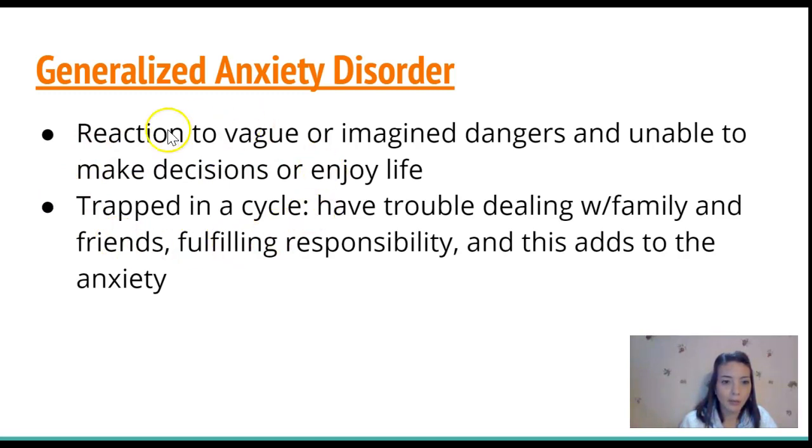So these people, they're trapped in this cycle. They have trouble dealing with family and friends. They have trouble fulfilling responsibility, and this only adds to the anxiety. So this trapped in the cycle thing means that they have these anxious kind of feelings. Therefore, they don't have these stable relationships, but they do have family and friends. They worry that they're not paying enough attention to their family or friends. They're not giving their family or friends what they need. Perhaps they don't fulfill their responsibilities at work. They don't perform the way that they want to at work.